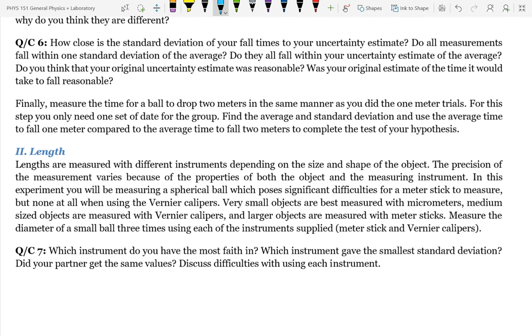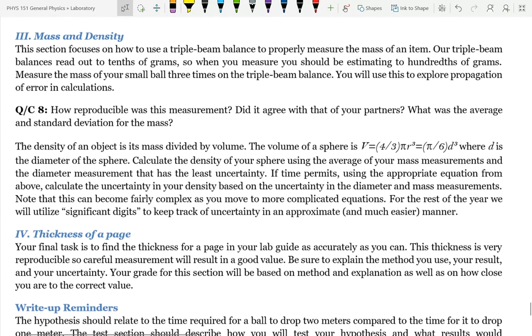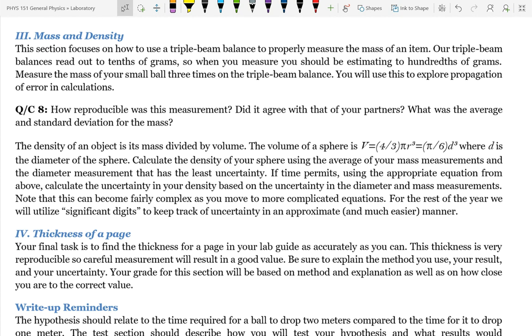So each student is making their diameter measurements with the 2. Make data tables. You should have your data and your partner's data. Once again, the averages, standard deviations, uncertainties. And then you answer a question about which one you have more faith in and why. Finally, mass and density. I say finally because I'll skip the thickness of a page one.